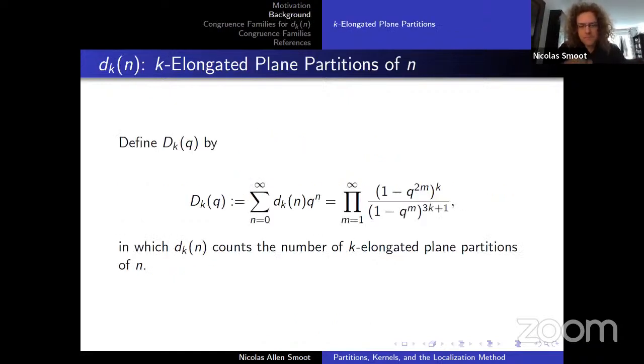But so the example involves what are called k-elongated plane partitions of n. The generating function is on the screen right here. It's just a q-Pochhammer quotient. d_k(n) counts the number of k-elongated plane partitions of n. This was studied by George Andrews and Peter Paule.